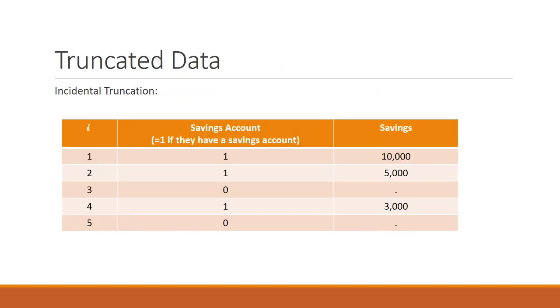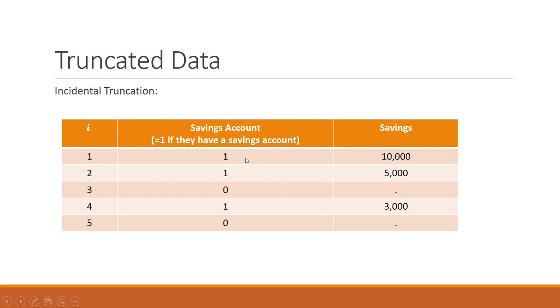Okay, let me make this a little bit more clear. All right, so incidental truncation. So we have some savings variable, the amount of money that people have saved, but we're using data that comes from people's savings accounts. All right, that means we only observe the amount of money that they have saved if they have a savings account. So that means this variable, the savings variable, is truncated based on another variable. And this other variable is a savings account variable. It equals 1 if they have a savings account. It equals 0 if they do not have a savings account.